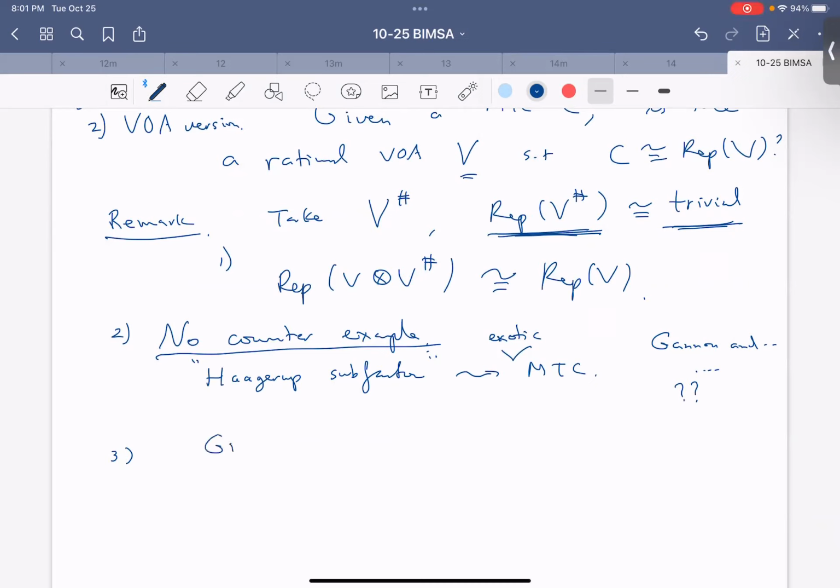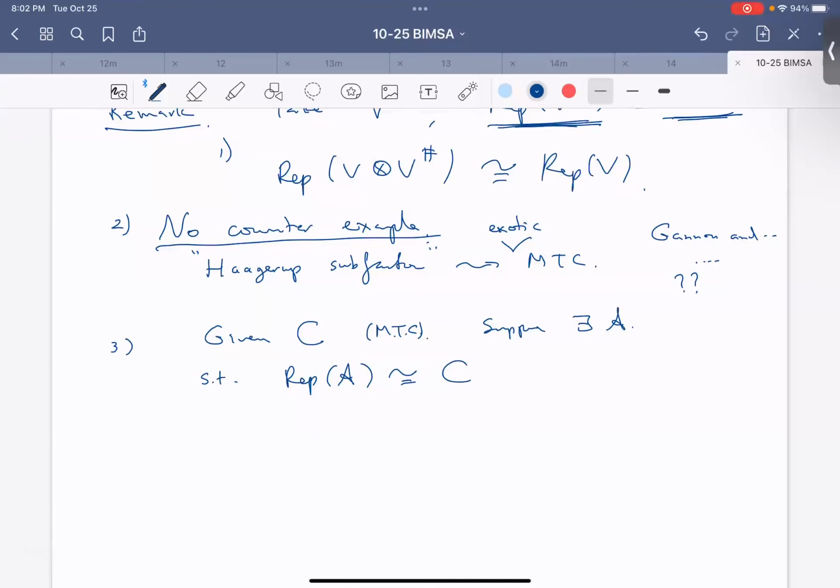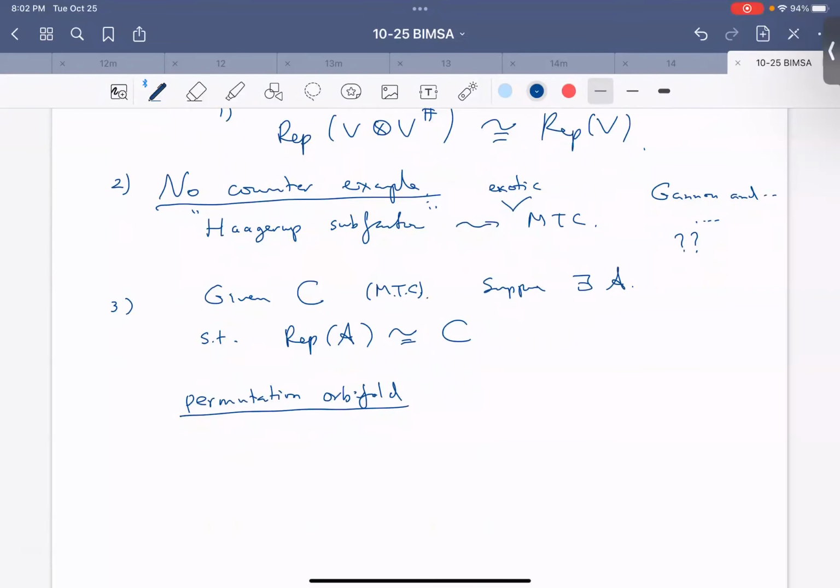Okay, so given a modular tensor category C, suppose that we can find a conformal net A such that the Rep of A is the same as this modular tensor category C. In the case of conformal field theory, there's a construction called the permutation orbifold. So let me say a few words about this orbifold. Let's do N. You take the tensor product of this net N times, and then the symmetric group on N letters acts on this N-fold tensor product by permuting the tensor factors.